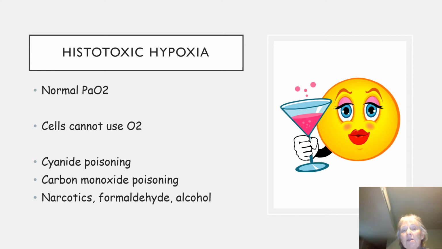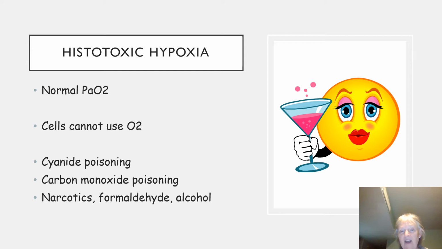And then histotoxic hypoxia, this is another one with a normal PaO2. In this case, the cells can't use the oxygen. The cellular membrane has been changed a bit. We see this with cyanide poisoning, carbon monoxide poisoning, narcotics.